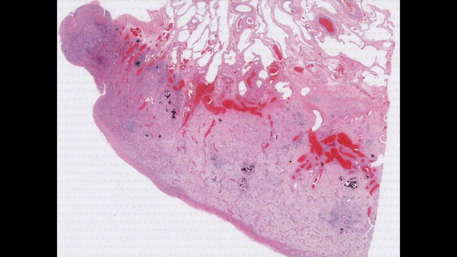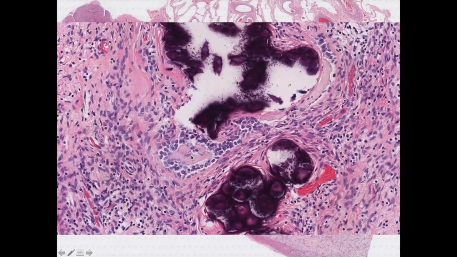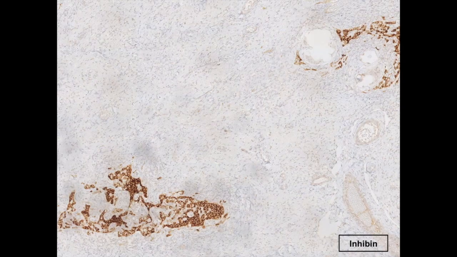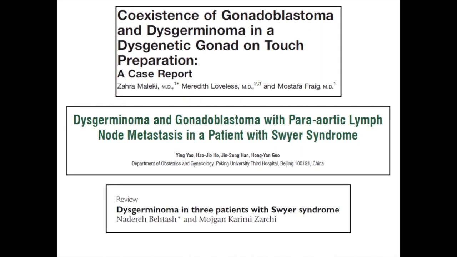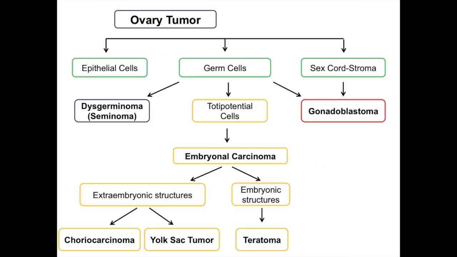The patient was again taken to surgery. This slide corresponds to the right ovary, and we can see the same nests, the same relation right here, the same cellularity, the same pattern, and some calcifications right here. But this time it was positive for inhibin. Gonadoblastoma is almost exclusive to gonadal dysgenesis, and there is a correlation with Swyer syndrome. We have to remember this.